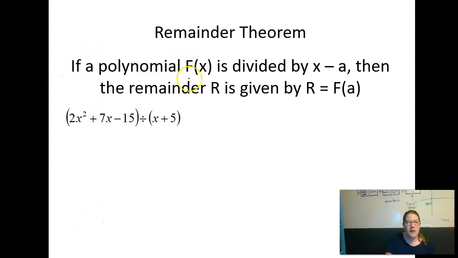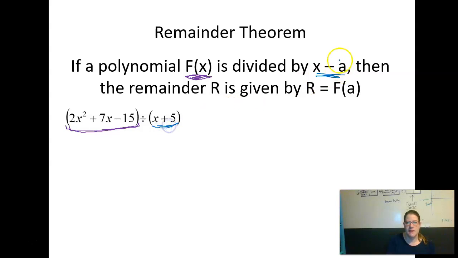If a polynomial f of x, so f of x just means the function, so that's talking about this first part right here, 2x squared plus 7x minus 15. So if a polynomial like this, and that's what this is saying, just a general polynomial, is divided by x minus a, so x minus a here is the binomial that it's being divided by. So the x minus a is referring to x plus 5.